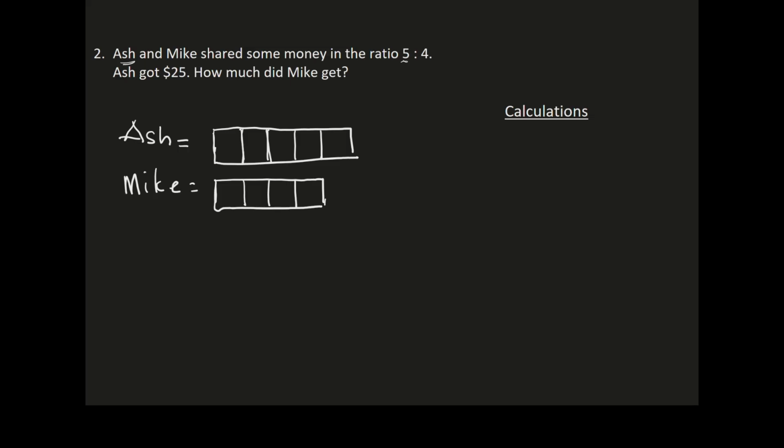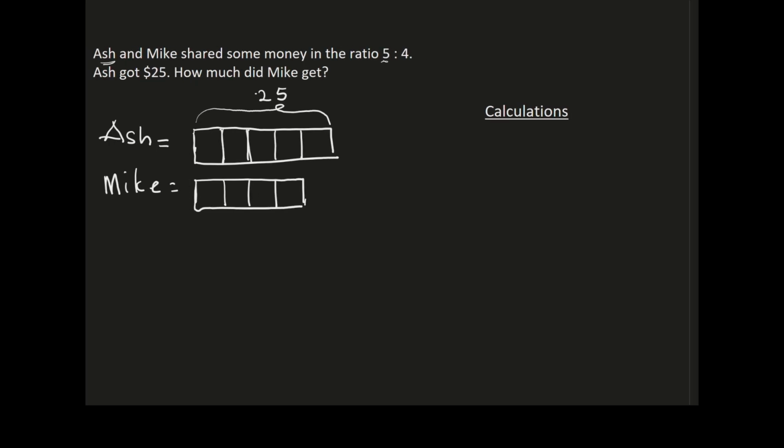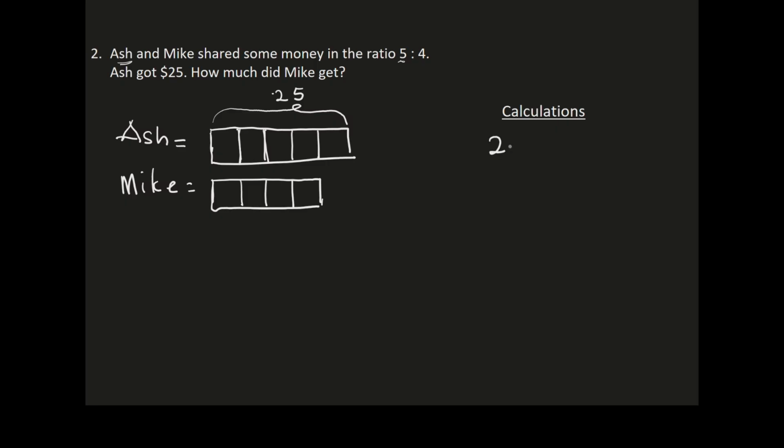In this question, we are being told that Ash got $25, which is equivalent to her ratio 25. So when we go to our calculation, we will divide $25 by the number of parts Ash has, which is 5. So 25 divided by 5 is 5. That means each part is 5.